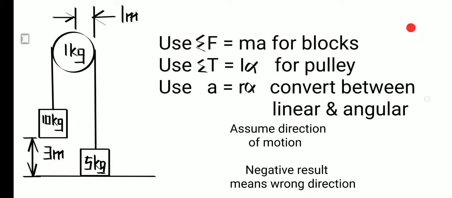We're going to assume a direction of motion and just stay consistent with it. Don't worry if your guess isn't correct. In the end, if the numbers come out negative, that just means you need to switch the directions. But the key is to just pick a direction, stick with it until the end, and let the equations tell you if you were right or wrong. But this one is kind of simple. You can see the larger mass is going to overpower the smaller mass.